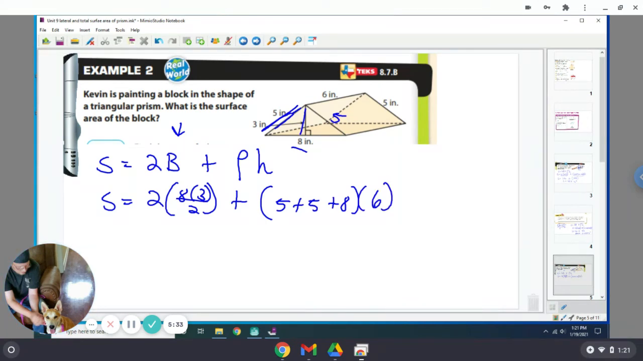So I'm going to do 8 times 3 divided by 2, but times 2 cancels it out to be 24. Then I'm going to find the perimeter of the triangle, which would be 5 plus 5 plus 8. It should only be 3 numbers because the triangle has 3 sides, times the height of 6, which is 108. And I'm going to add 24 to that. I get 132 inches squared.